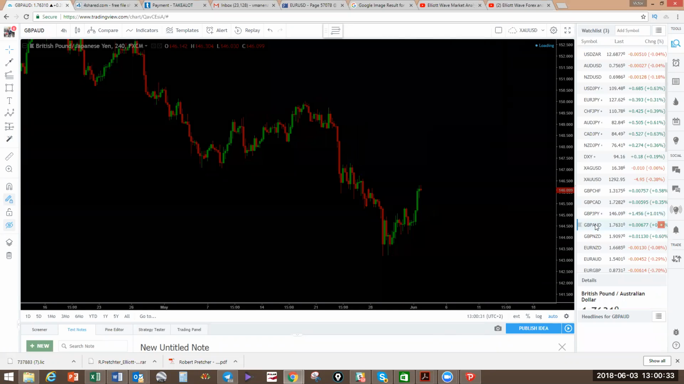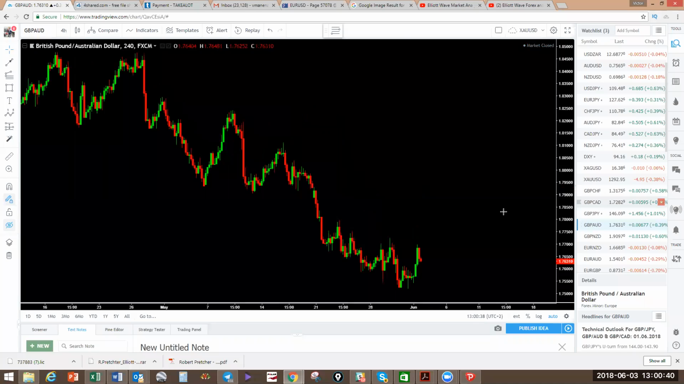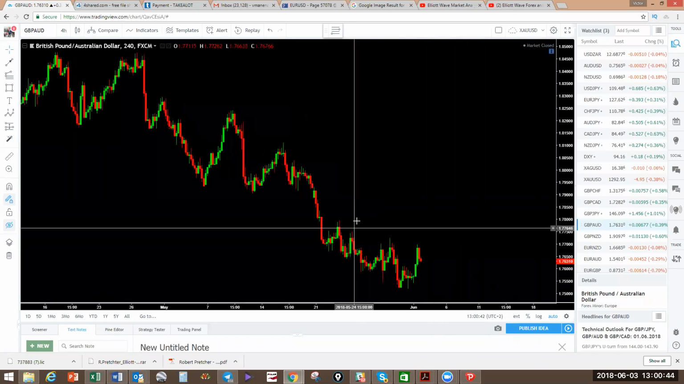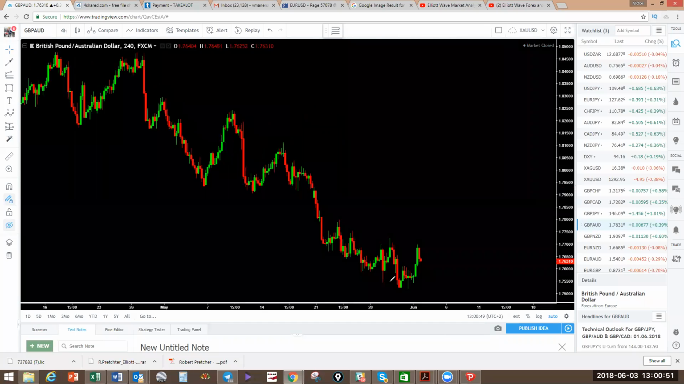Pound AUD. So pound AUD, go and watch last week's video. There's a very clear correlation between pound AUD and pound CAD. I'm not going to show it here because I spent the first half an hour showing you that Fibonacci relationship with the wave theory. So here on pound AUD, let's look towards the end here, you're getting this V pattern.